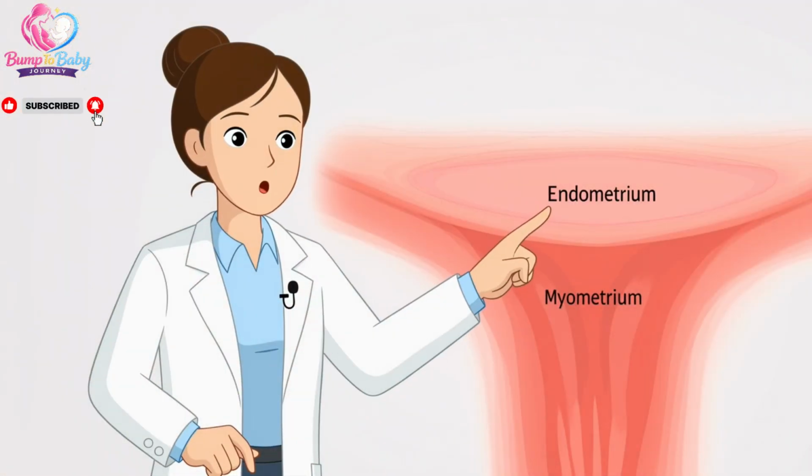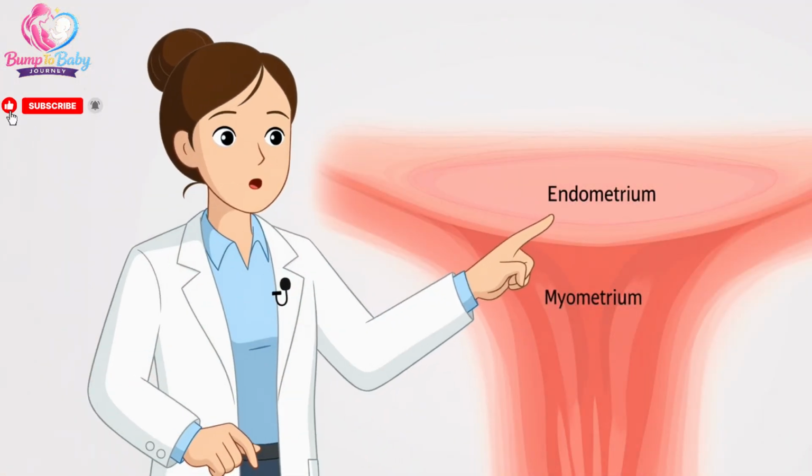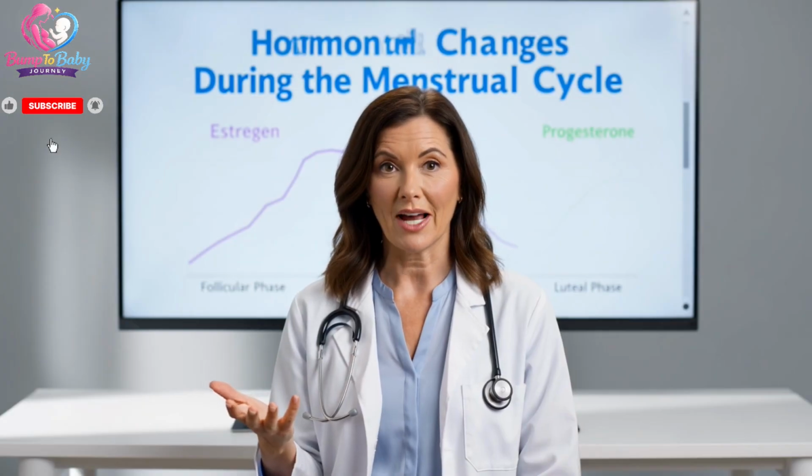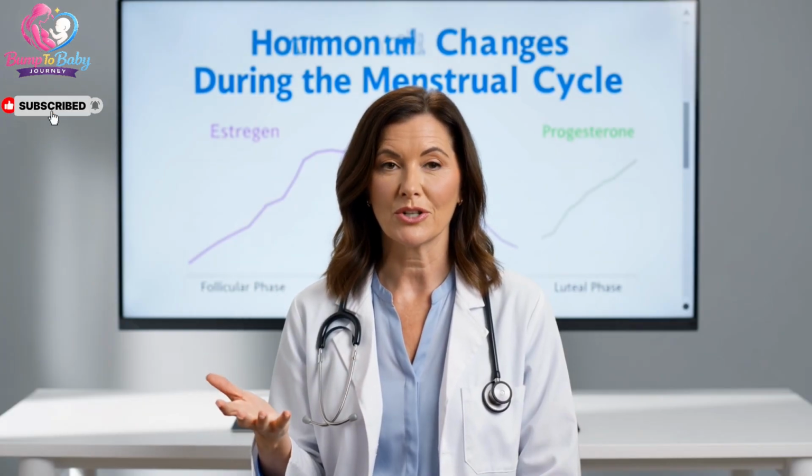Here is the uterus wall. The inner layer is the endometrium. It thickens and becomes receptive, preparing for implantation. This glow shows the area is ready for the embryo. This is implantation.